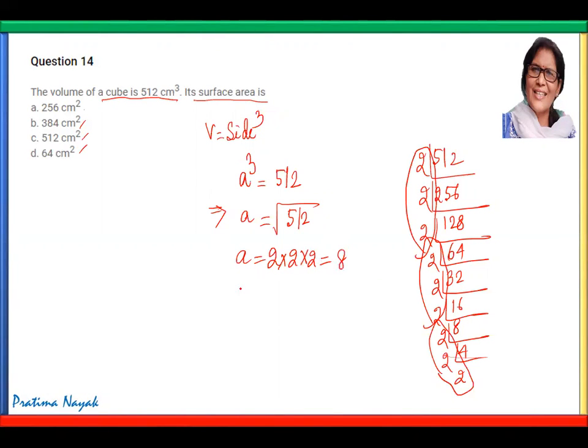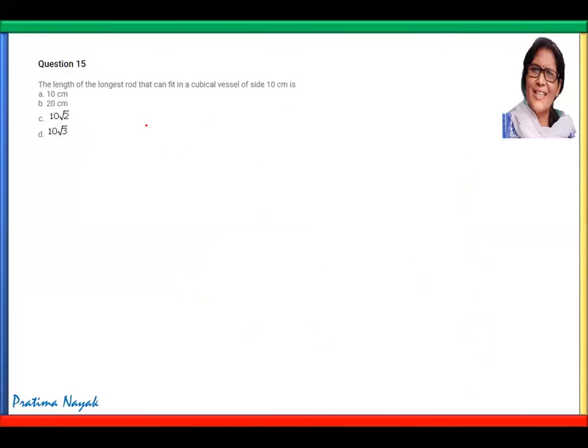8. Side is 8. When side is 8, surface area is equal to 6 into side square. So it will be 6 into 8 square. 8 square is 64. So 6 into 64. So 6 4 times 24 carries 2. 6 6 36, 2 38. 384 centimeters square. So where is it? B is the answer.